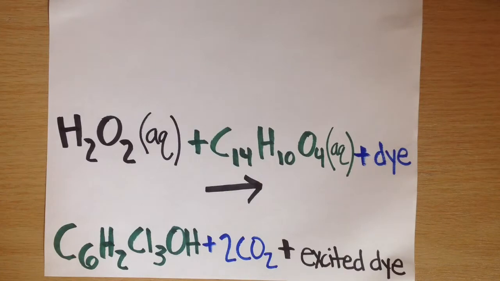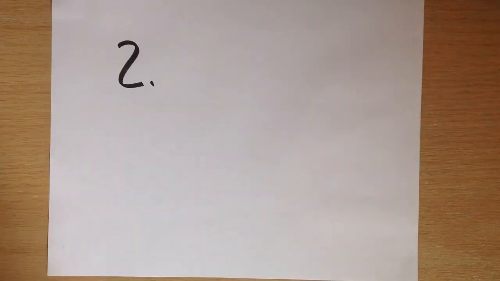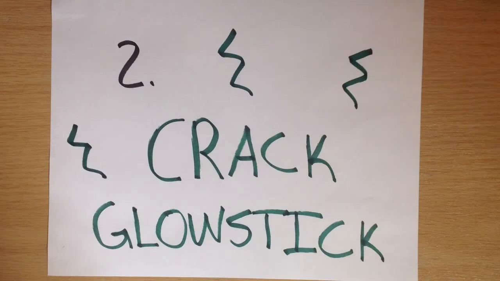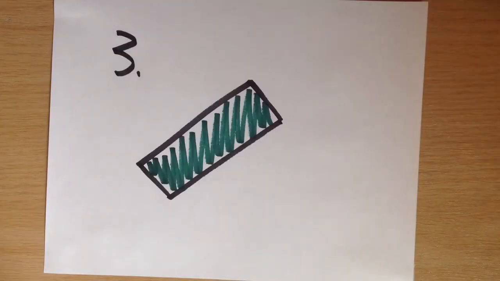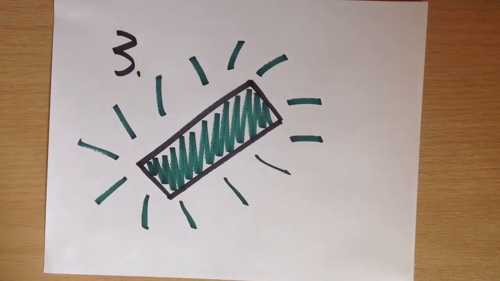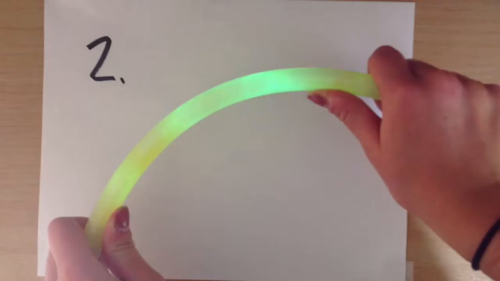For the reaction in a glowstick to take place, the reactants are first separated before you crack the glowstick, which prevents them from mixing prematurely. Once you crack the glowstick, the reaction is allowed to take place, thus emitting the glow of the glowstick. Here you can see the reaction taking place in an actual glowstick.